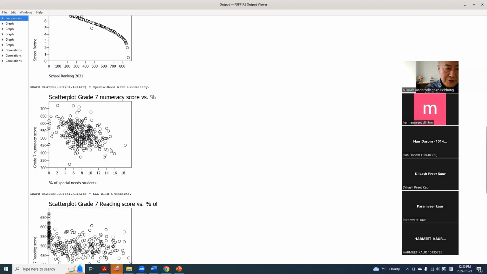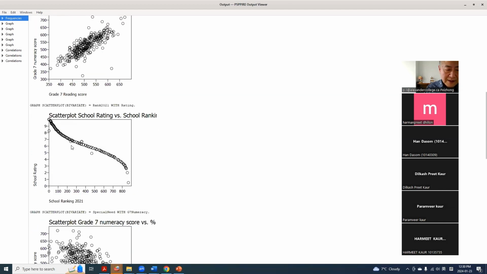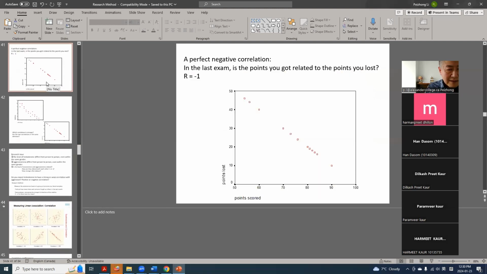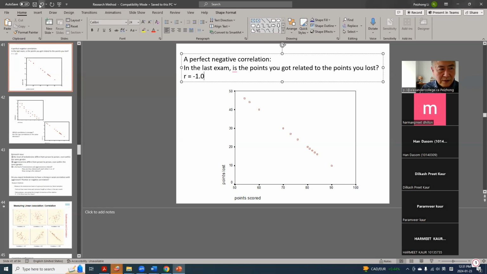And that's a super strong negative correlation. Can it get even stronger if we don't have all these outliers? If all the points line up on the line, it will have a perfect negative correlation. Let me show you one of those from the slides. This would be a perfect negative correlation. Most times we use the small r to represent the correlation coefficient. And this r equals negative 1.0, and all the dots are on the line.